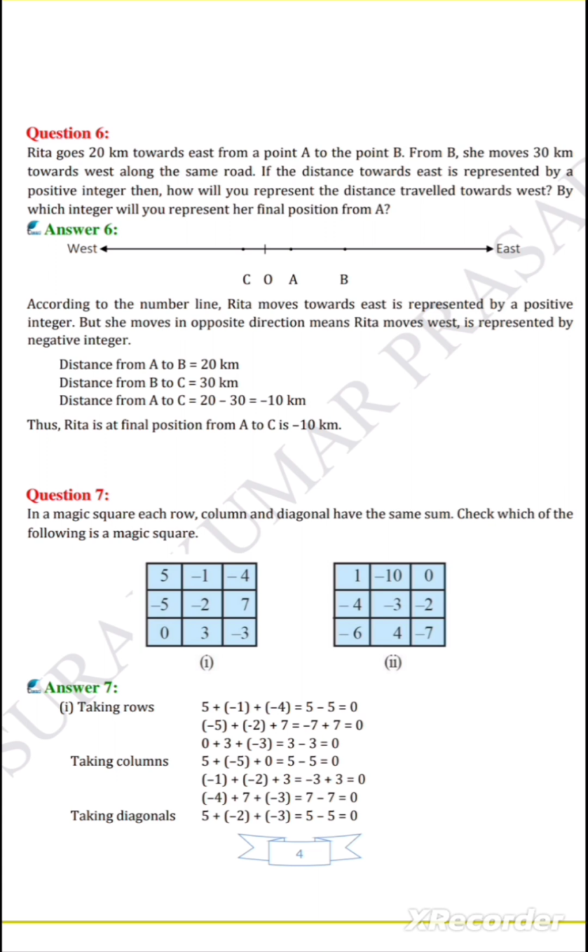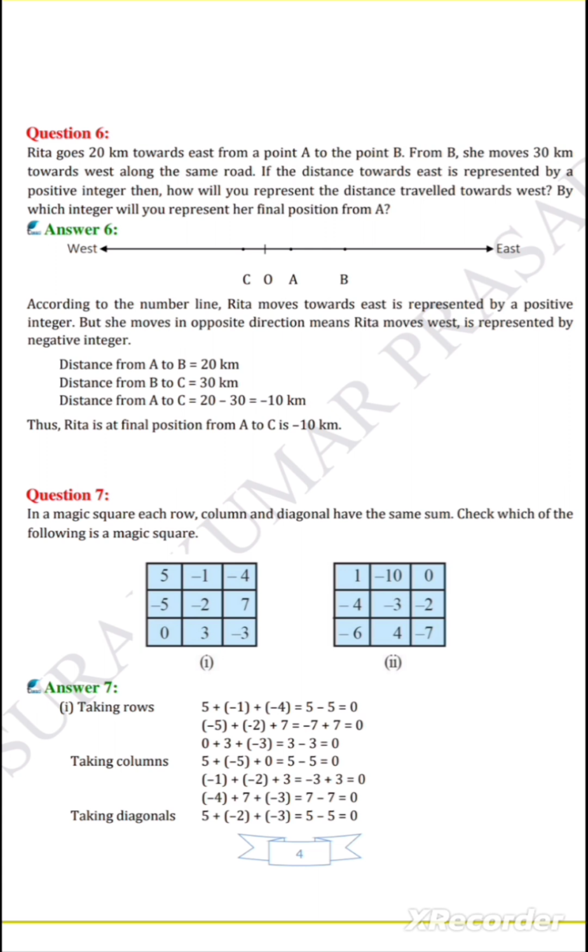According to this number line, Rita moves towards east is represented by a positive integer, but she moves in the opposite direction, meaning Rita moves west. So it must be represented by a negative integer. As they said, she moved from point A to B on the east side and B to C on the west side. We must calculate the distance from A to C.